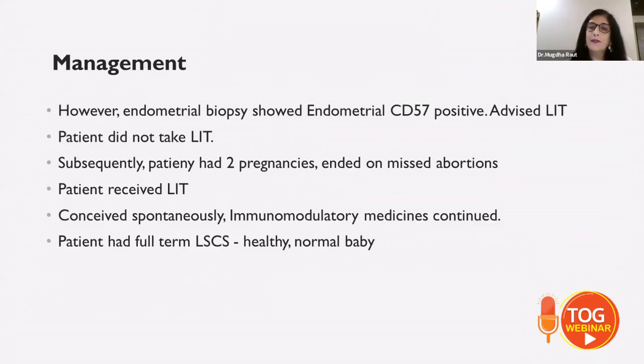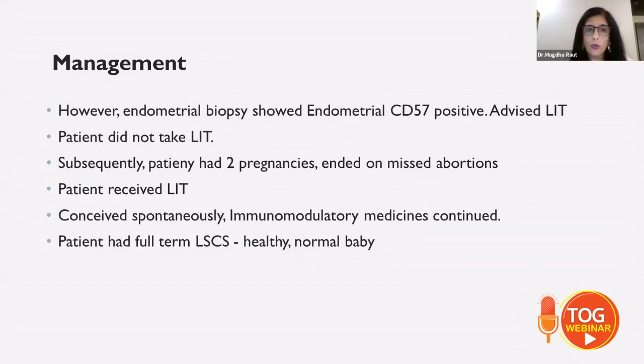Now, what is the significance of endometrial CD57 cells? Ideally, endometrial CD57 cells are the over-mature cells of CD3 cells, which are the toxic cells. And CD57 are not supposed to be present in the endometrium. They are usually seen in rheumatoid arthritis in the joints. And their presence in the endometrium is definitely an indication of either unexplained infertility or a very stormy pregnancy outcome. Now, this patient was advised LIT.